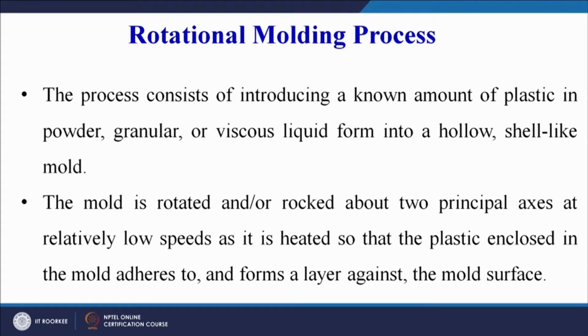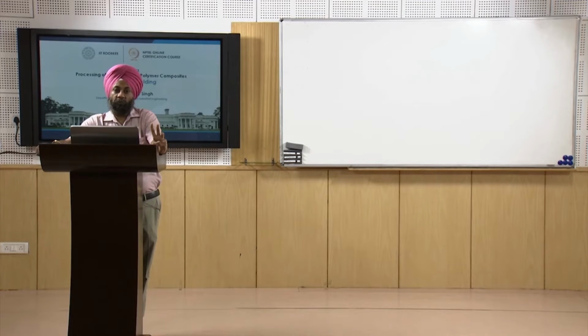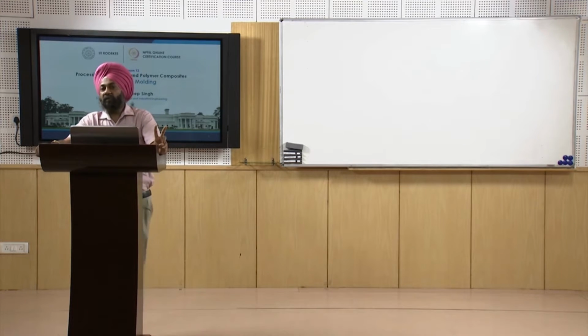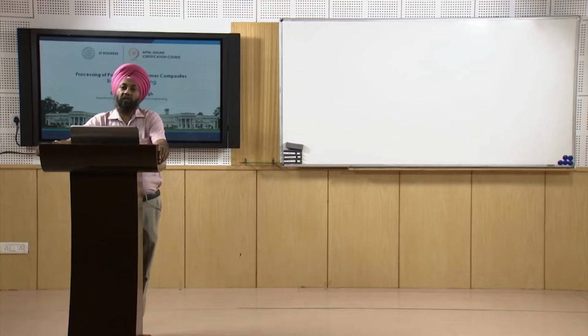So first thing is we have to put a known amount of the plastic in powder, granular or viscous liquid form. So you can see three types of input we can give. We can give the input in the form of powder, in the form of granules, or in the form of viscous liquid into the hollow shell-like mold.